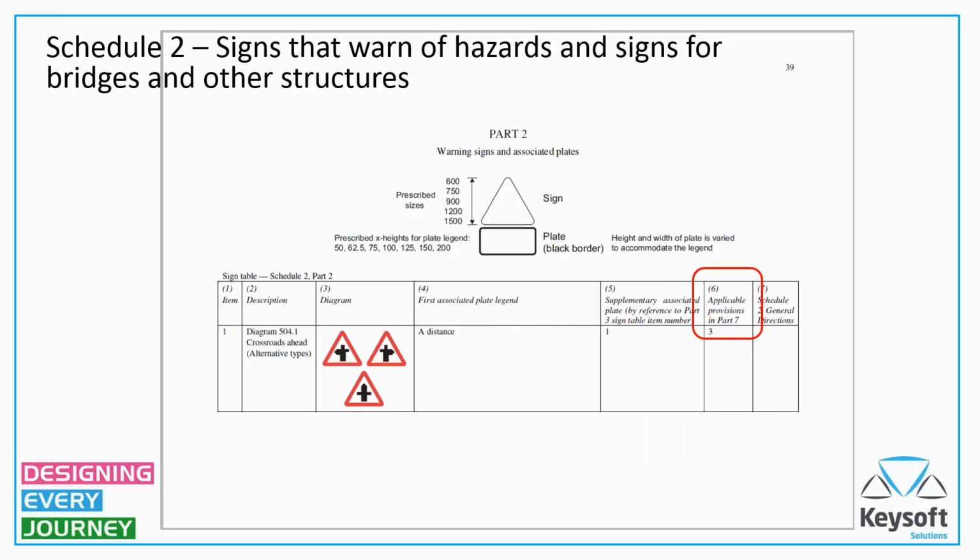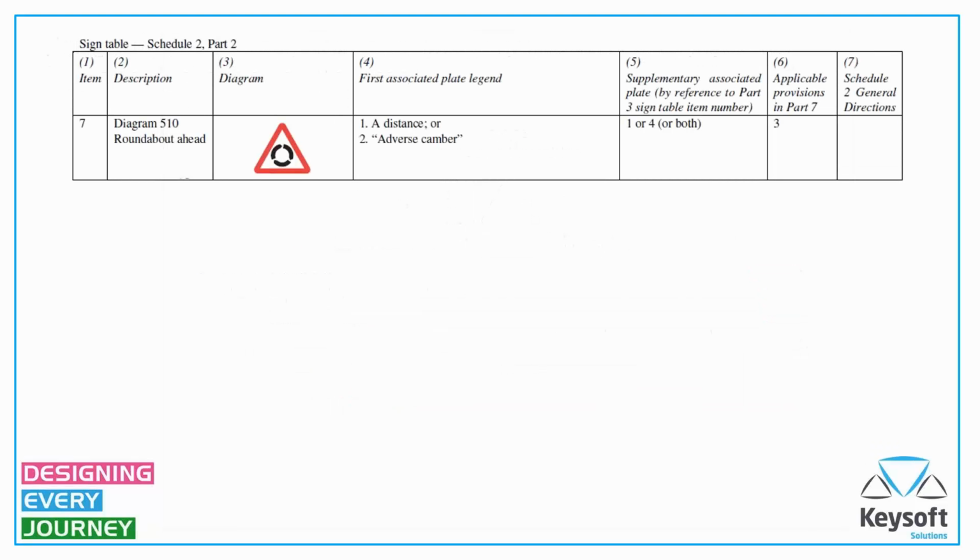Column 6 then, we've got the provisions. Now have a look at a couple of examples of that, and that's in Part 7 of the schedule. Make sure that you're not going beyond the little grey block on the outside of the document to find Part 7 in the specific schedule. And again, Schedule 2, general directions. In this case, none apply to that particular diagram number, but again, those general directions will be at the back of the schedule, still in that same grey area.